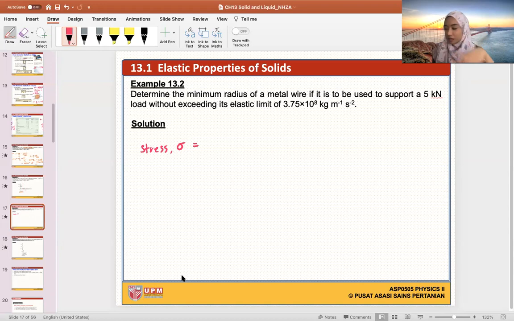Bising sikit kawasan rumah saya ni. Sorry. 1 minute to go.